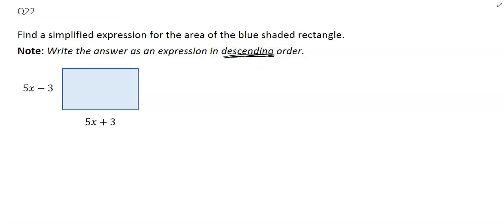And I say, okay, now they have a rectangle that's blue shaded, and I want the area. I know that area is always the length times width. So then the area is, the length is 5x plus 3. The width is 5x minus 3. Again, here I can use the FOIL.